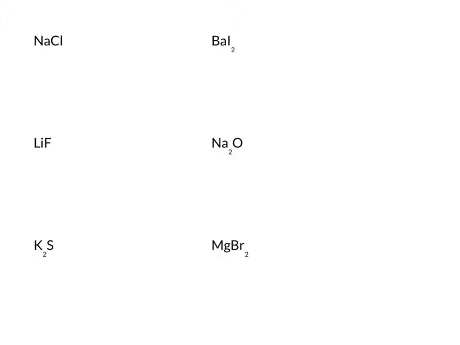In our first example, we have sodium and chlorine. So to write the name, it is just sodium. And then chlorine needs to be changed to chloride. And there we see that IDE ending. Our next example, we have lithium and fluorine. So this is going to be lithium fluoride.